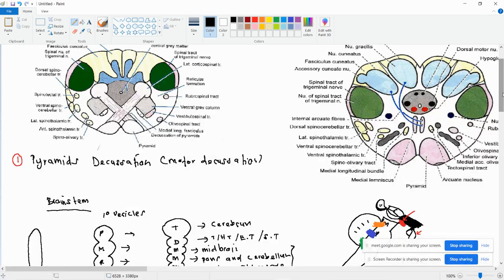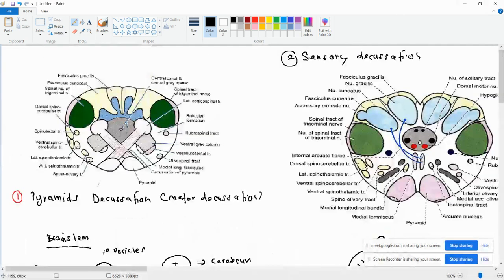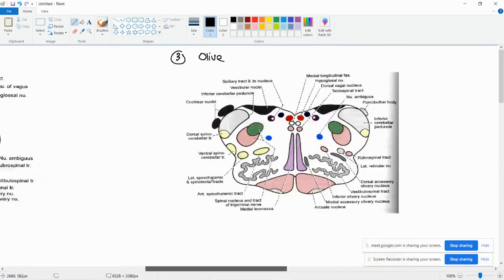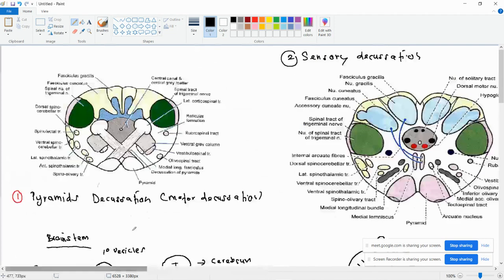The first one, the most inferior, we call it the region of the pyramid decussation. Second, at the mid level of the medulla oblongata, we call it the sensory decussation. And the last one is at the level of the olive, the most superior, most rostral part of the medulla oblongata, where you can see the olive. First we need to discuss the level of pyramid decussation, class. You should remember that.